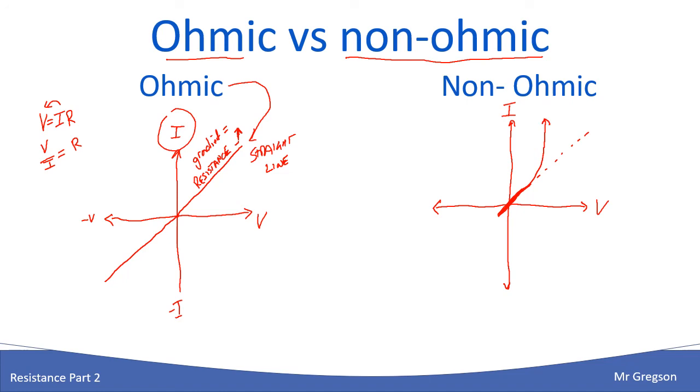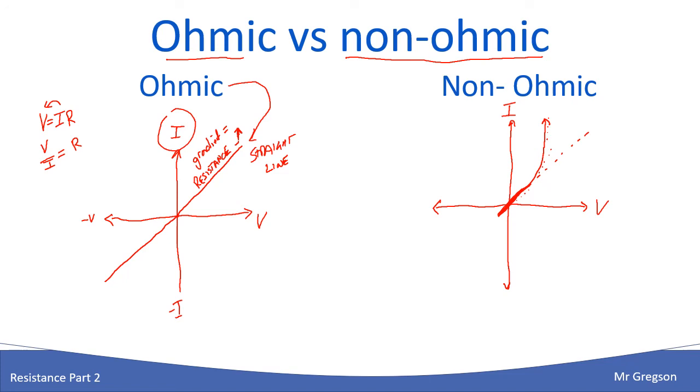Now, we talked about the gradient or steepness before being the resistance. And if I draw resistance in here, it would be on this kind of slope. If I draw it in here, it would be on this kind of slope, and up here it's getting very steep. Okay, so my resistance is changing.